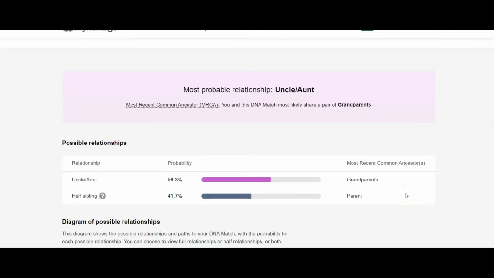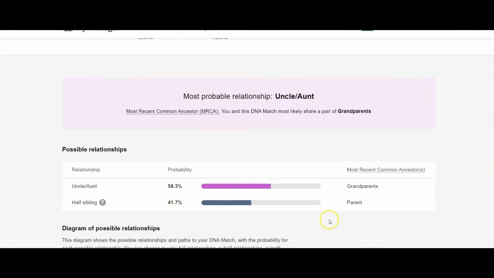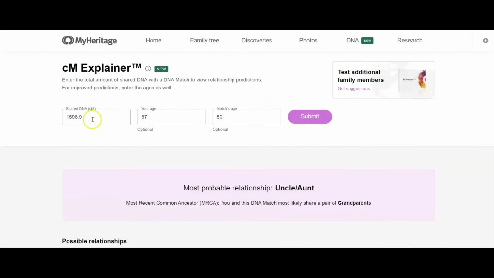It also gives percentages of probability. So we can see that it's a 58.3% probability that it's an uncle or an aunt, but it's possible that it could be a half sibling at 41.7%. It also gives you the most recent common ancestor. So in the case of the aunt or uncle, it's a grandparent. In this case, it was my uncle that I used as an example, so it was pretty spot on. So let's try another one.